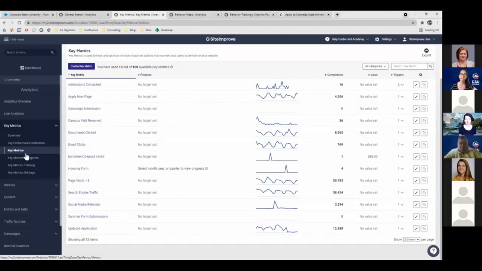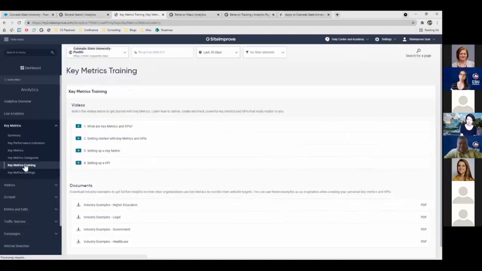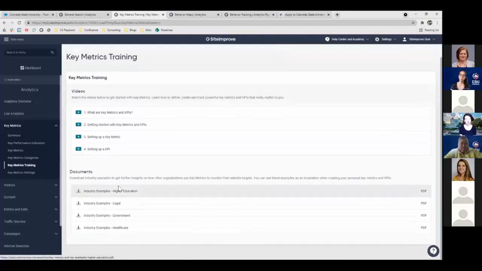Excellent. And I mean, I could have a training on this specifically for an entire hour. And for that reason, we've actually added a training section right into the platform. For those of you that are visual learners, we have videos that explain each major component of key metrics, how to get started, what they are, how to set them up. And then for you, we actually have one for higher ed in the example documents here.